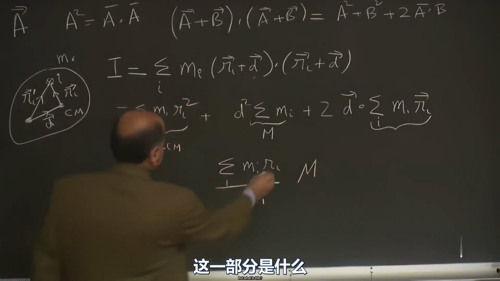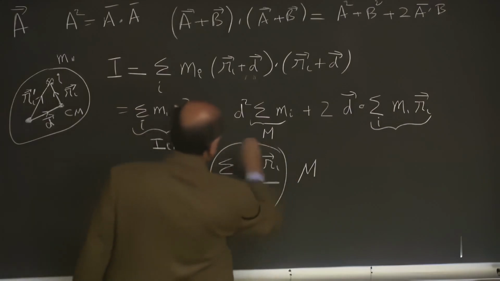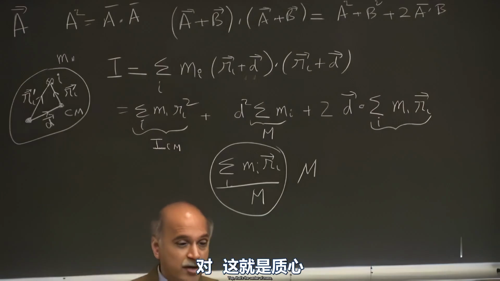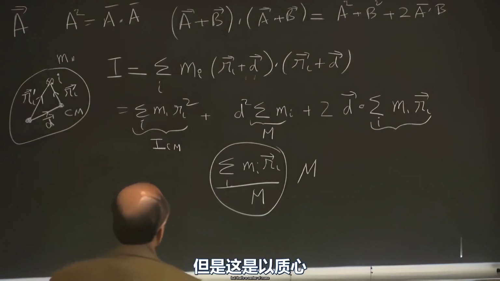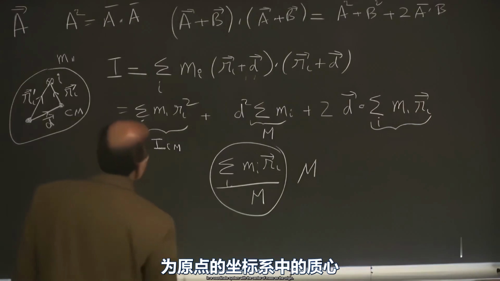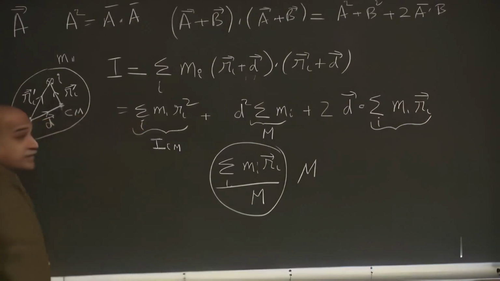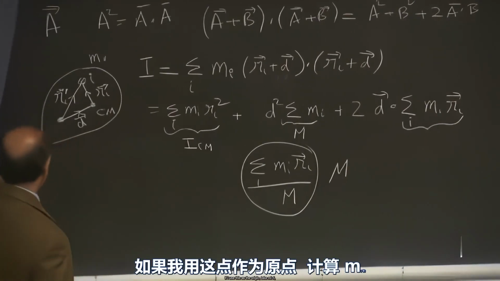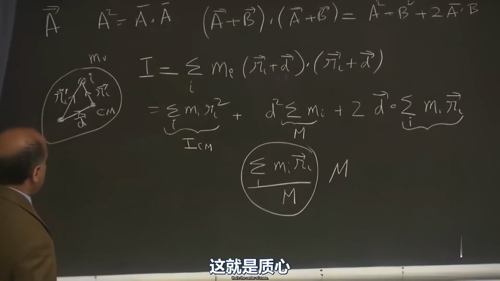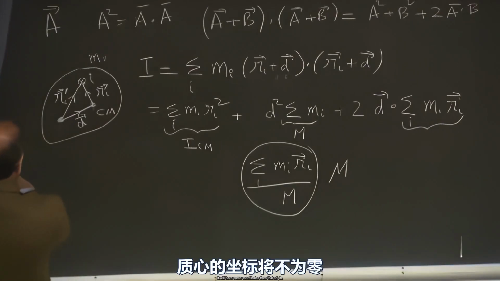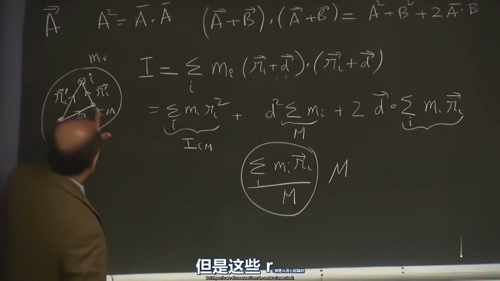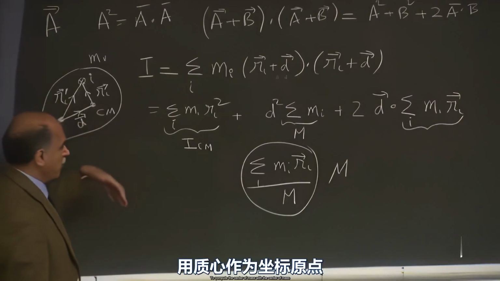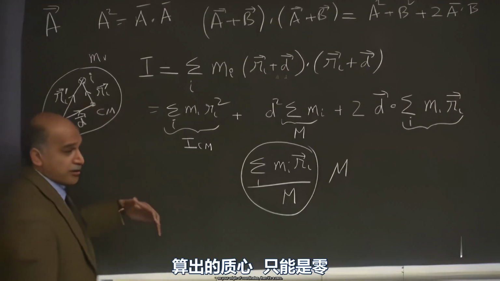But what is this? Yep, that's the center of mass. But that's the center of mass in a coordinate system with the center of mass as the origin. So you will get 0. If I use this as the origin, take m_i R_i, that's the center of mass. It will have some coordinates from that origin. But these R_i's are all measured from the center of mass itself. So if you compute the center of mass with the center of mass as your origin of coordinates, then it is 0.